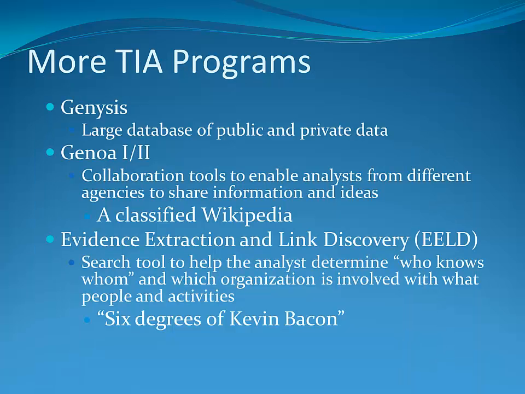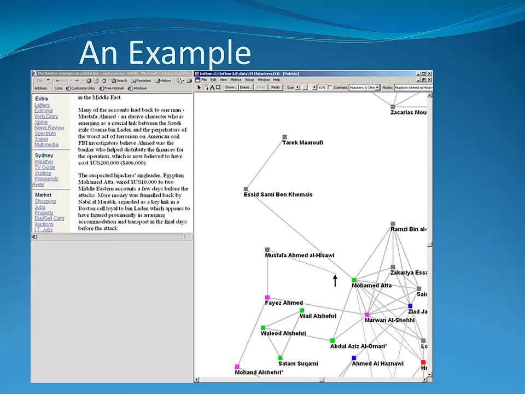We also have other programs connected with the TIA, such as dealing with very large databases, creating a classified Wikipedia, and trying to use graph theory to figure out who was connected to whom in terrorist organizations. Here's an example of a prototype program that was supposed to inspire the TIA, where basically they used phone calls and other kinds of communications to link various people with Arabic names who might have been plotting against the U.S. And you can see that one of the names on this list is Mohammed Atta, who actually was one of the terror plotters.